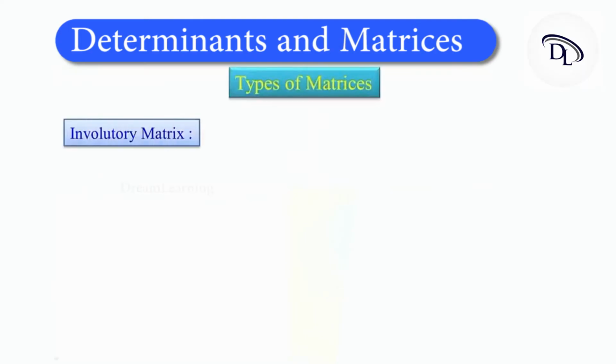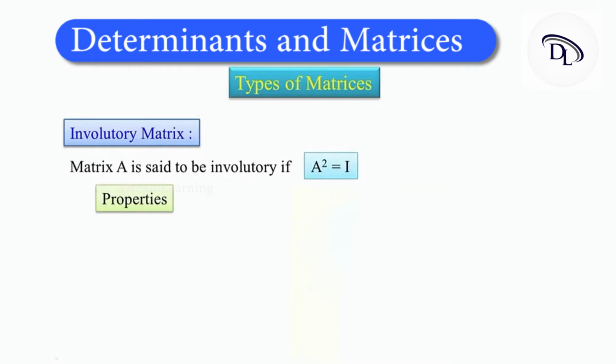Hello students, let us look at some more types of matrices. Now, there's a matrix called involutory matrix. A matrix A is said to be involutory if A square is equal to I. That is, if I multiply A with A, I should get an identity matrix. Since I'm defining A square, it is very obvious that an involutory matrix is a square matrix.